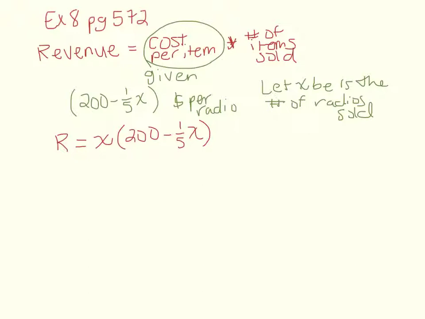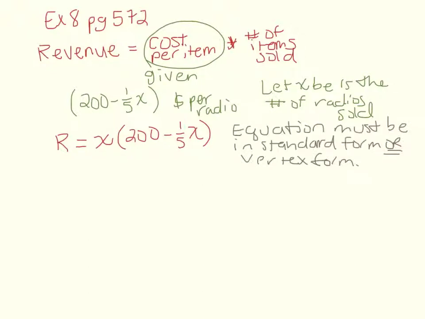In this example, I don't have anything being squared just yet. That's my clue that I'm going to need to distribute that x in there so that I can actually reach my quadratic equation. Right now I have a product, but I can't figure out what the vertex is from this product because it's not in standard form or vertex form. Just like anytime we're graphing, we need our equation to be in either standard form or vertex form, and this one is in neither. So I'm going to need to distribute in order to get it into standard form. That leaves me with R equals 200x minus 1/5 x squared.